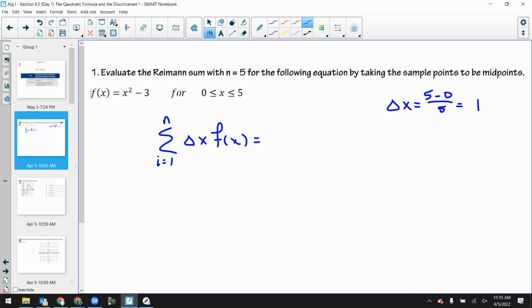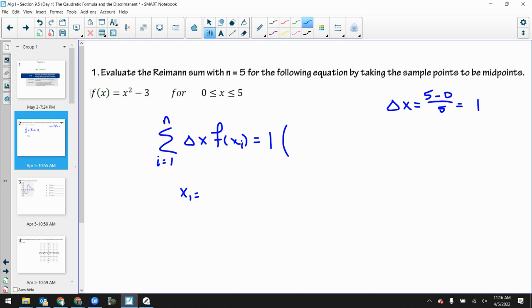So that's what I'm going to continually keep multiplying by, right? 1 times delta x times, and there should have been a little i right there, but that's okay. 1 times f of x_i: f of x1, f of x2, f of x3, f of x4, all the way up to 5. Now, I have to figure out what x1 is. Remember that x_i is going to change because I am using midpoints.